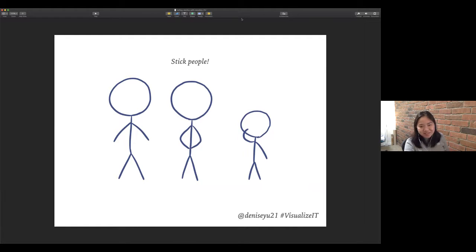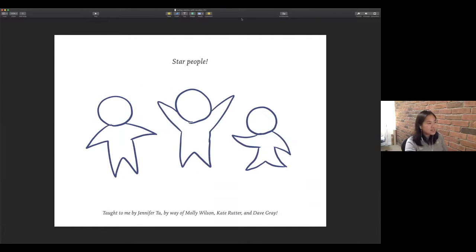So stick people, okay, let's keep going. If you're at stick people today, that's totally fine. You already have enough in your toolkit to tell a story. But I'm going to show you a couple other devices.